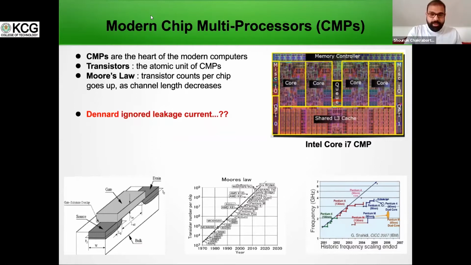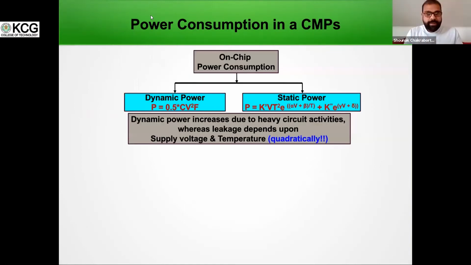So to address this issue, before that, we'll just look at the power consumption in a CMP. Power consumption in a CMP can be divided into a couple of parts. On the left-hand side, you can see it's dynamic power. On the right-hand side, we have the static power, which is also called leakage power. On the dynamic power front, you can see that the dynamic power increases because of the capacitance, the voltage, and the frequency. Dynamic power is called dynamic because it is increased by heavy circuit activity.